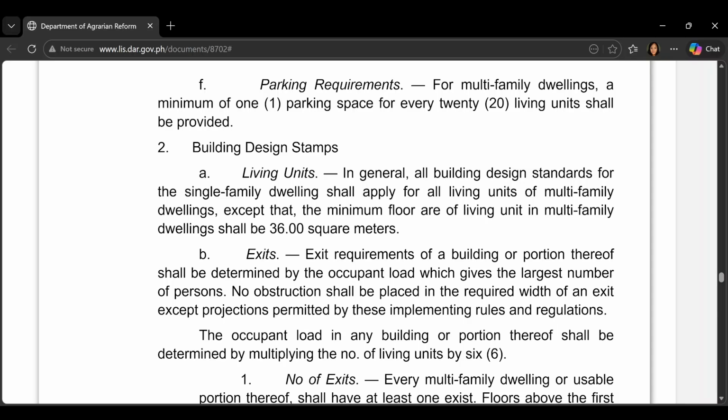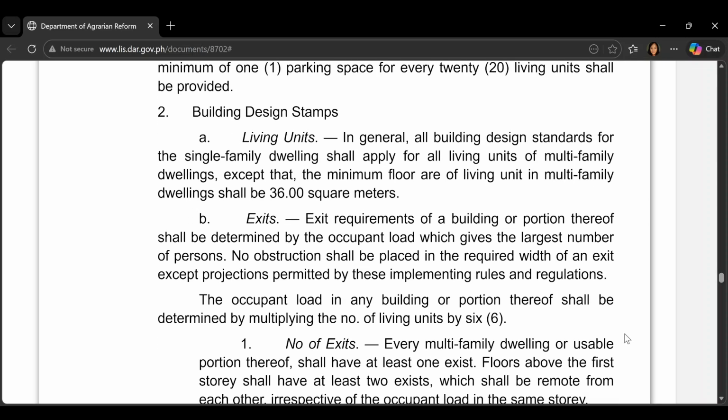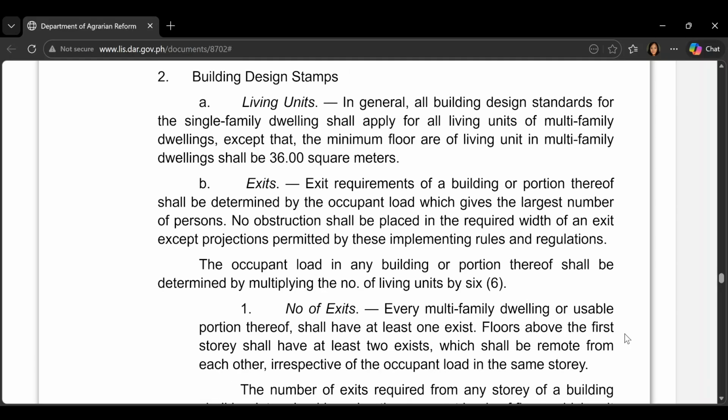B. Exits. Exit requirements of a building or portion thereof shall be determined by the occupant load, which gives the largest number of persons. No obstruction shall be placed in the required width of an exit except projections permitted by these implementing rules and regulations. The occupant load in any building or portion thereof shall be determined by multiplying the number of living units by 6. 1. Number of exits.